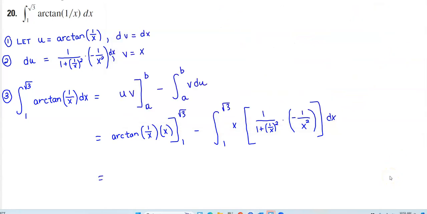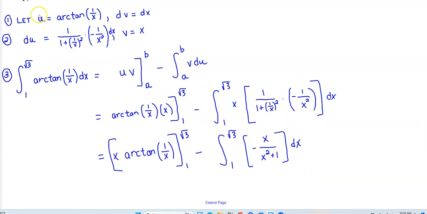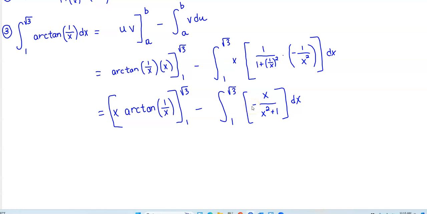So we have, well, let's go ahead and write the x in front of that. So we have x times the arc tangent of 1 over x, and that's going from 1 to the square root of 3, minus the integral going from 1 to the square root of 3, and then we determined and solved that it's negative x over x squared plus 1 dx. Okay, so here we have this negative times this negative, which is going to make that a positive.